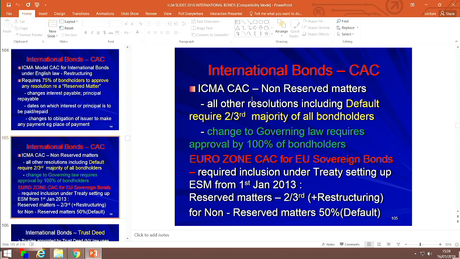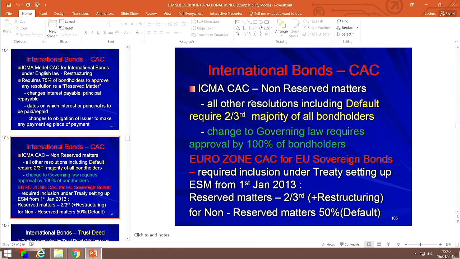Now, there's a third type of CAC that's found in the market, which was promulgated under the ESM treaty, the EU's ESM treaty. The ESM stands for European Stability Mechanism, established in January 2013 in the context of the Greek crisis. The ESM CAC clause, now called the Eurozone CAC clause, should be used for all EU sovereign bond issues.